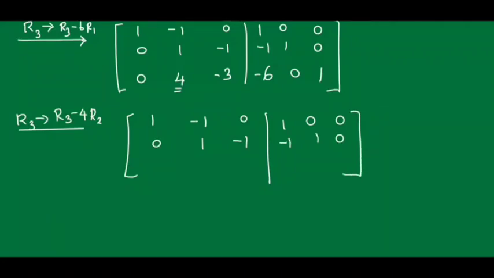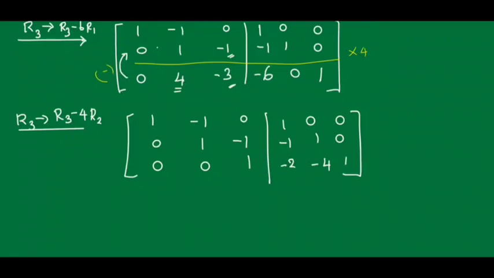Now I am going to make the transformation R3 with R2, taking R3 minus the second row multiplied by 4, and we are going to subtract. So the elements so formed will be 0, 0. The next element minus 3 plus 4 gives me 1. Next element minus 6 plus 4 gives me minus 2. The next element is minus 4 and the next element is 1.